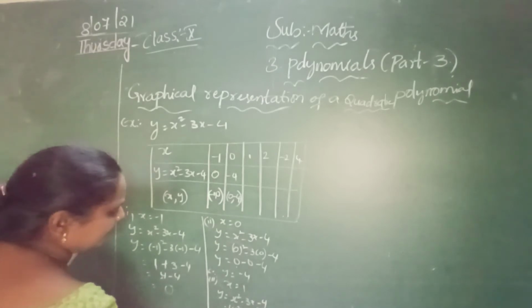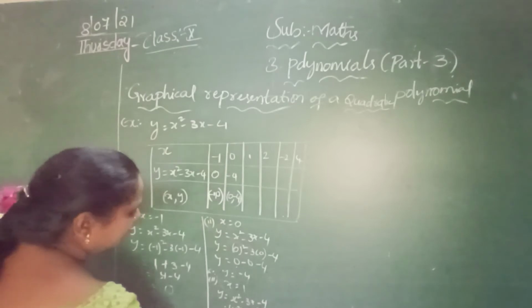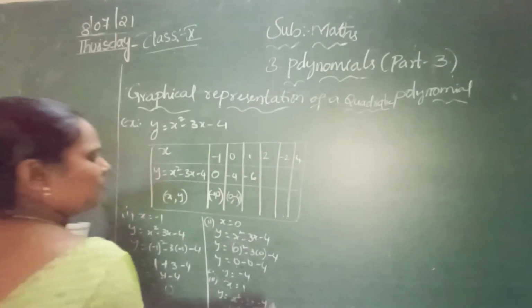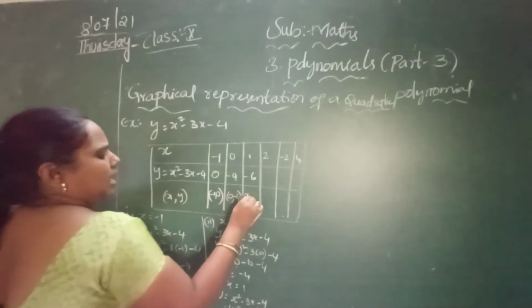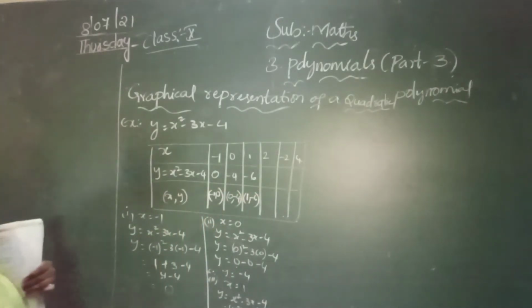So 1 minus 3 minus 4 is minus 2 minus 4, which is minus 6. If I substitute 1, the answer I got is minus 6. So what coordinates did I get here? 1 comma minus 6.